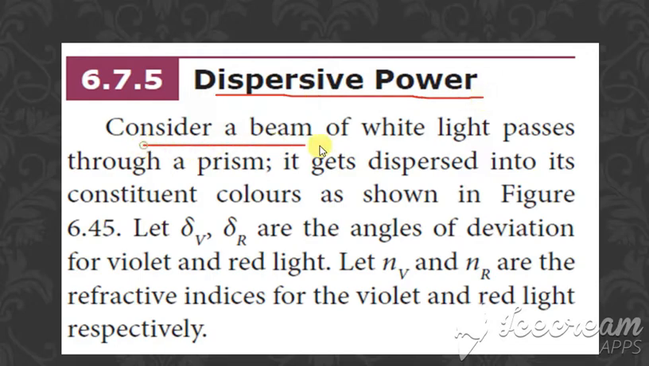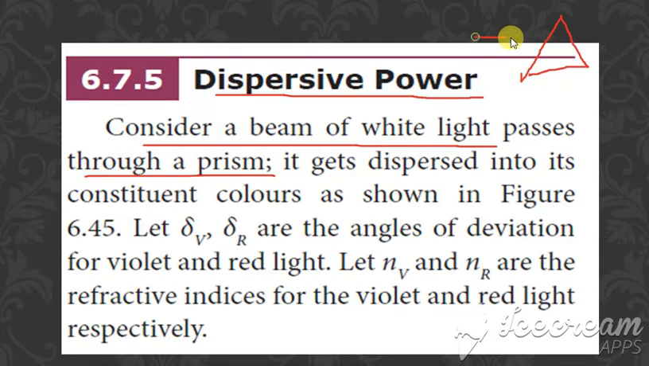So for this, consider a beam of white light which passes through a prism. So we are considering the prism. A beam of white light is passing through the prism. Whenever a beam of white light is passing through a prism, what happens? It just disperses into its seven constituent colors.